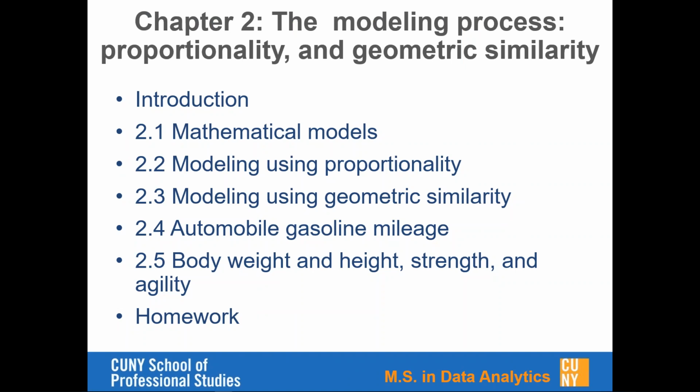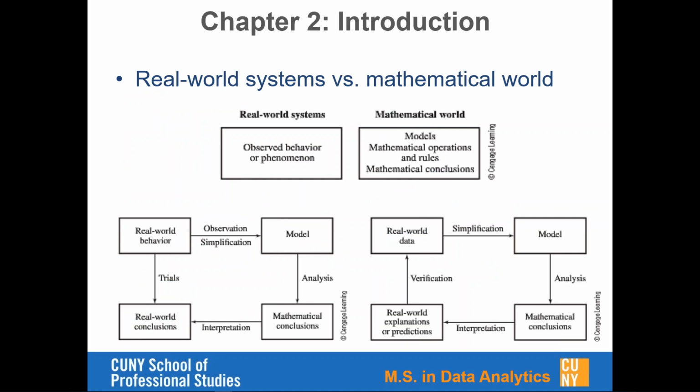Okay, for module 2, it's still very similar to what we just discussed. It's just how to model, use proportionality, or use geometric similarity. So if we think about this example that we just had, for a real-world problem, we try to observe the behavior of phenomena. You can look at the difference between the left and right-hand side. The right-hand side is the mathematical world, and the left-hand is the real-world problem. You can look at the bottom 2 charts. You can see the difference is really that on the left of these charts, we come up with real world behavior. We have multiple trials to get a real world conclusion. But in the mathematical world, we use explanation or predictions to verify the real world data. So that's really the key difference between those two.